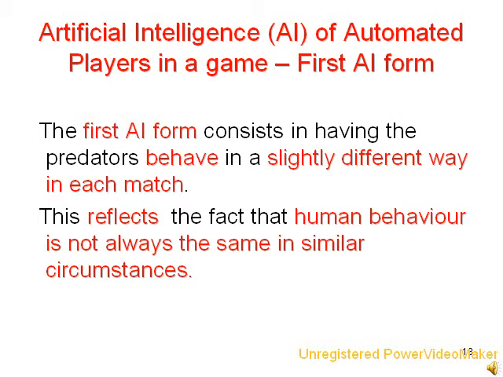Artificial intelligence, AI, of automated players in a game. First AI form. The first AI form consists in having the predators behave in a slightly different way in each match. This reflects the fact that human behavior is not always the same in similar circumstances.